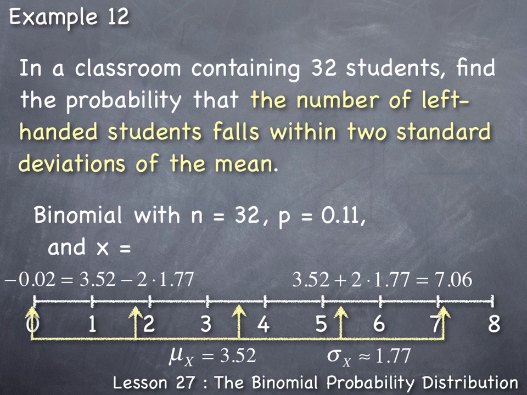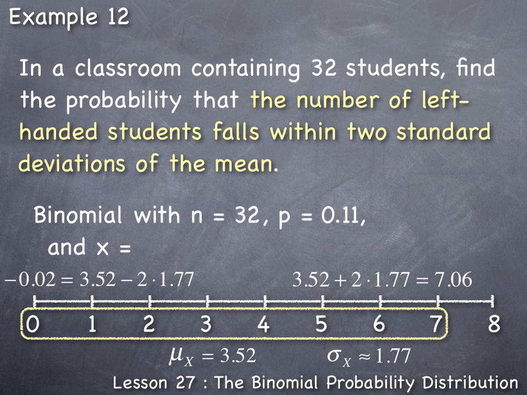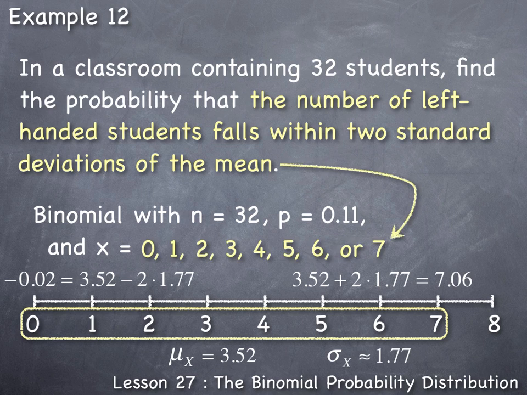So the actual value of the random variable that falls within 2 standard deviations of the mean would be all the values from a low of 0 to a high of 7 and everything in between. Because 0 falls within the negative 0.02 on the low end, and 7 falls within the 7.06 on the high end. Thus, the number of left-handed students that falls within 2 standard deviations of the mean is the values 0, 1, 2, 3, 4, 5, 6, or 7.